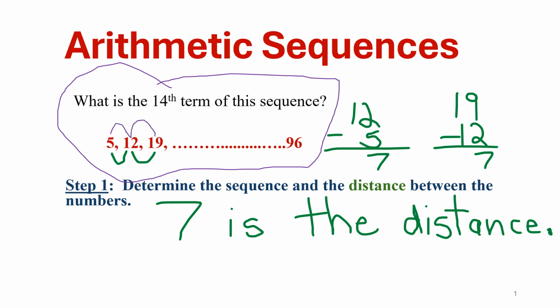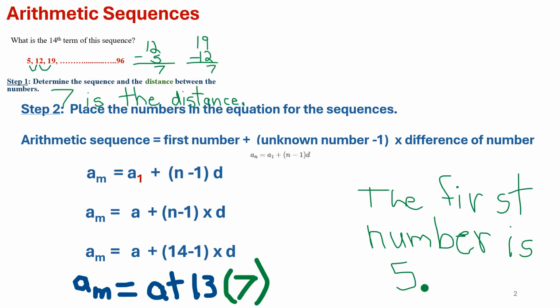What throws a lot of people off is they want to make a big leap to this number and say, how does that relate? And that just wastes time. So step one, determine the sequence and the distance between the two numbers. The distance between them, 12 minus 5 is 7, and 19 minus 12 is 7.